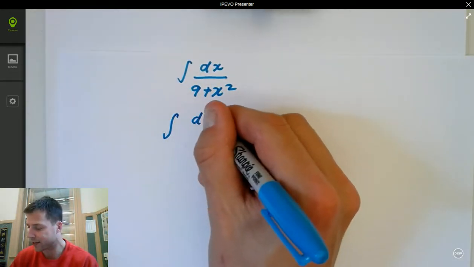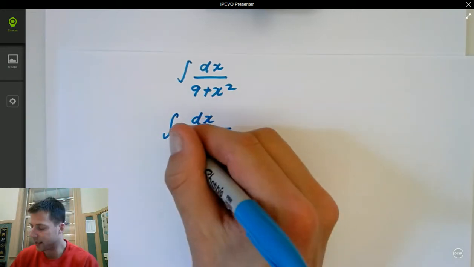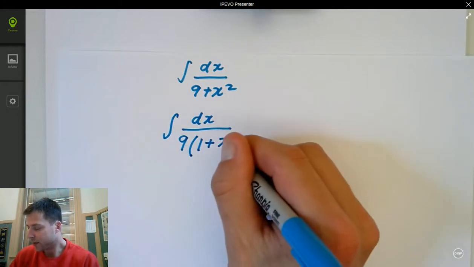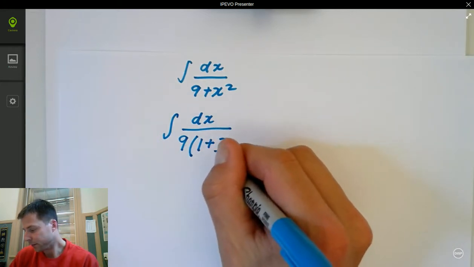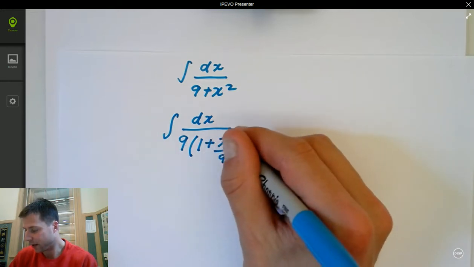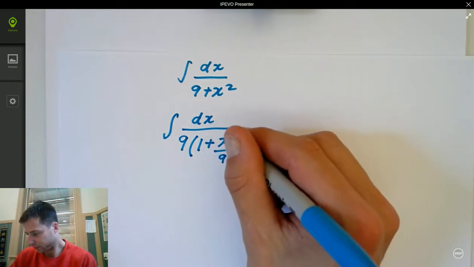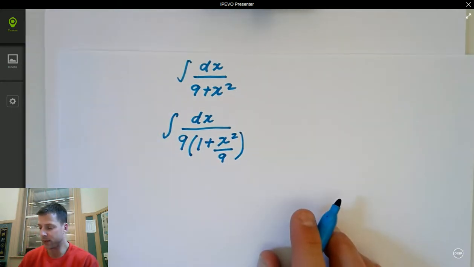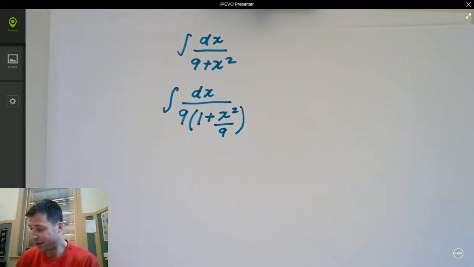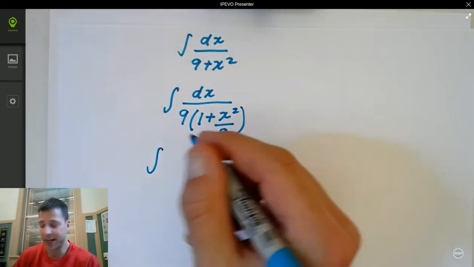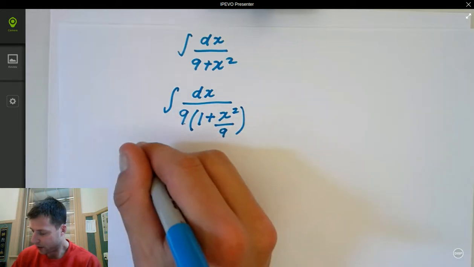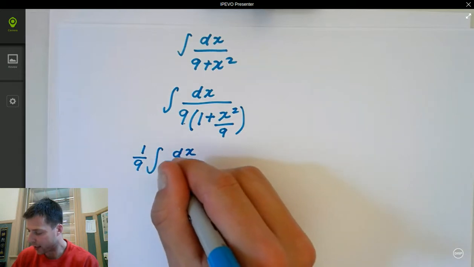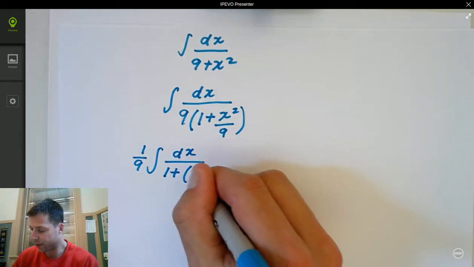We're going to say dx over, I'm actually going to factor the denominator. I'm going to pull out the 9, and I'm going to have 1 plus x squared over 9. Notice how 9 is a perfect square. So first we're going to bring this 9 out, 1/9. Then we're going to have dx over 1 plus x over 3, squared.